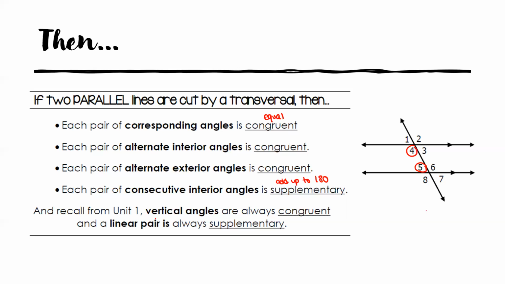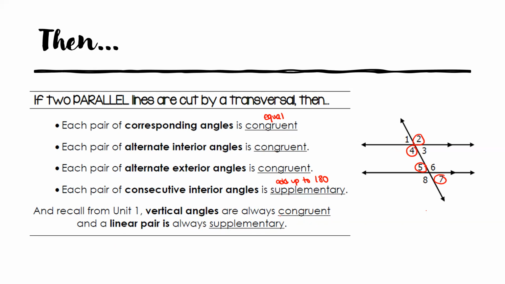And if you recall from unit 1, vertical angles are always congruent. For example, angle 2 and angle 4 are vertical angles, so they are equal to each other, as well as angle 4, angle 5, and angle 7, which are also equal to each other because they're vertical. And lastly, a linear pair is also supplementary. So angle 1 and angle 2, since they form a straight line, are a linear pair and are supplementary as well, if you recall from the previous chapter.